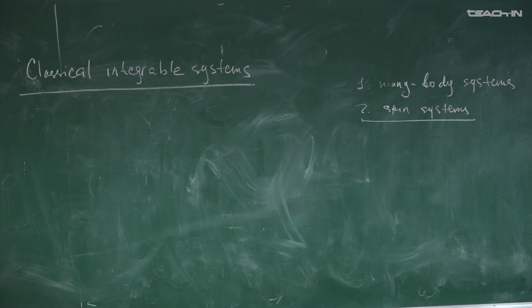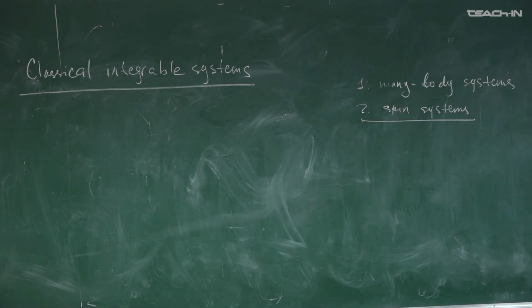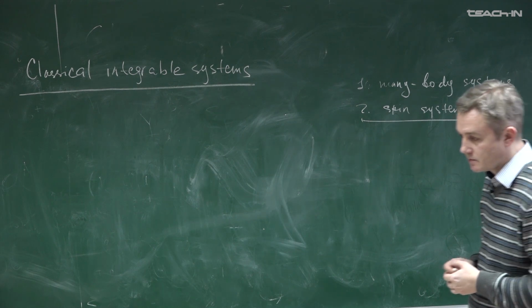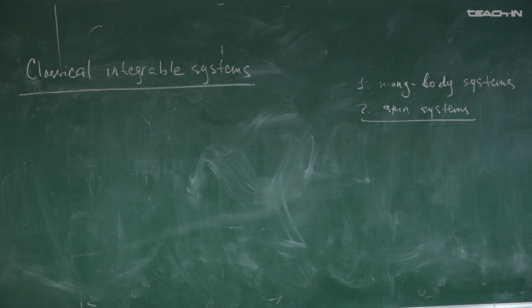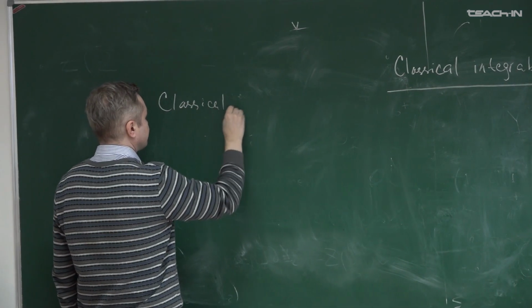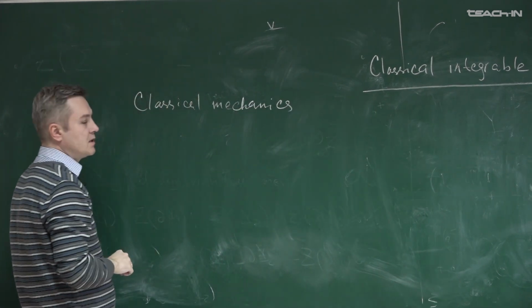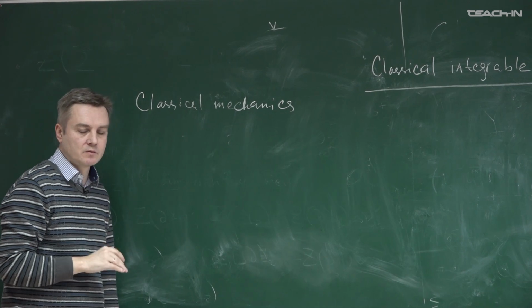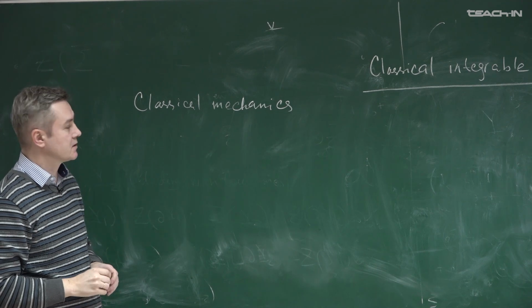First of all, when we move to quantum level, we quantize something. What do we quantize? We quantize classical mechanics. Classical mechanics is defined by several objects. I mean classical Hamiltonian mechanics, because all models we are going to discuss here are Hamiltonian models.